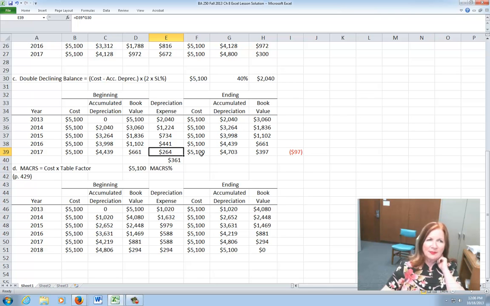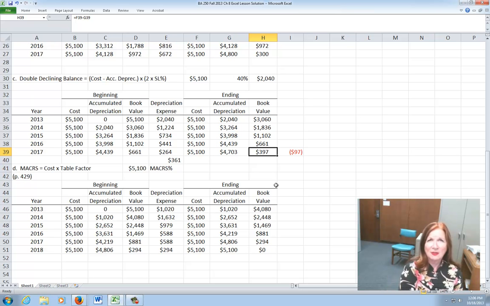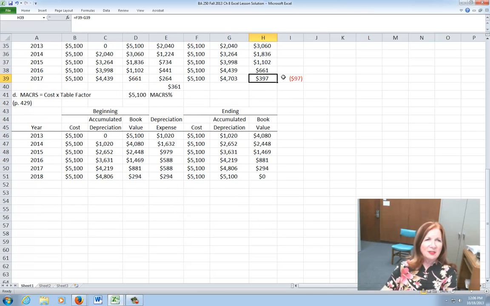Now, I have the 5,100 for the historic cost. I have the new accumulated depreciation, which is the old accumulated depreciation plus the new depreciation expense, and I get a book value of $397. It's $97 short. I need that to be $300. I need that to be the salvage value, and it's $97 short. Now I have this $97 sitting over here in red so you can see it, and so it's pretty bright.